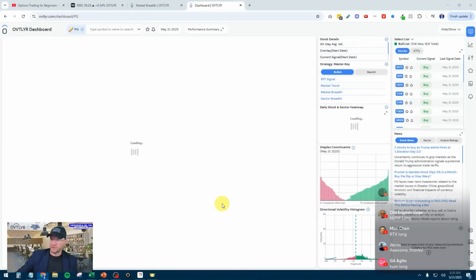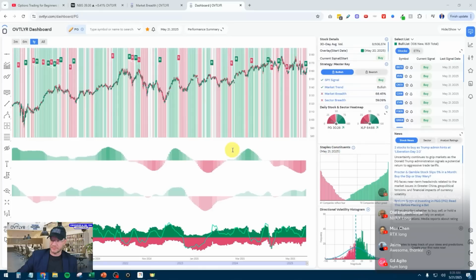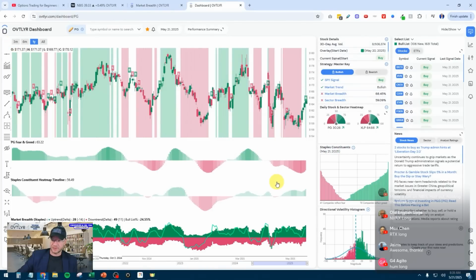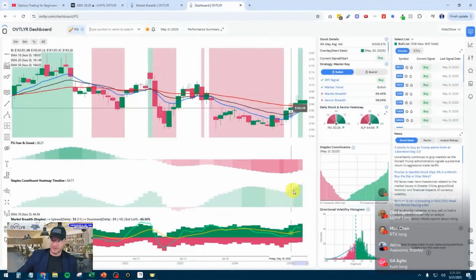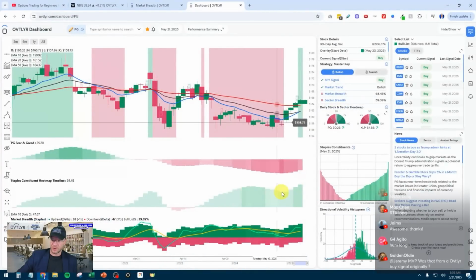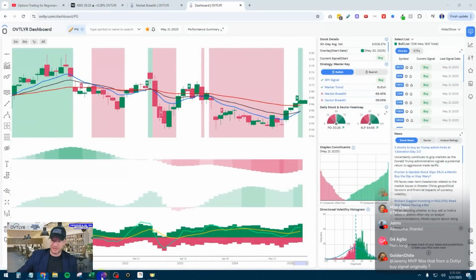All right, looking at Procter & Gamble. This is in the staples sector, and the staples sector is actually doing really well. So we already know the market. Let's look at the sector, the fear and greed of the staples sector. This is the average fear and greed score of the staples sector, and it's rising. That's what we want to see.